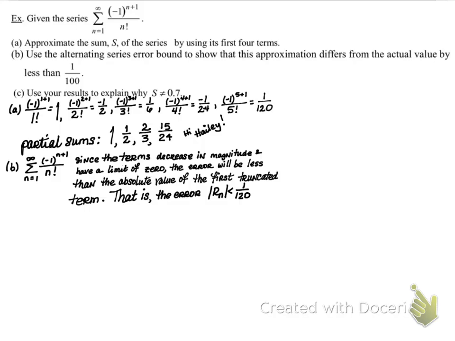Because we have an alternating series that converges, the error will be less than the absolute value of the first truncated term. The first truncated term is 1 over 120. So the error, the absolute value of R sub n, is less than 1/120, which is less than 1/100th. So we have proven B.